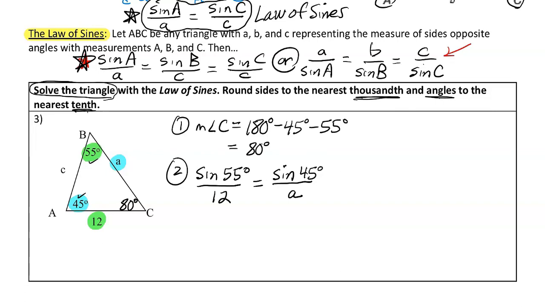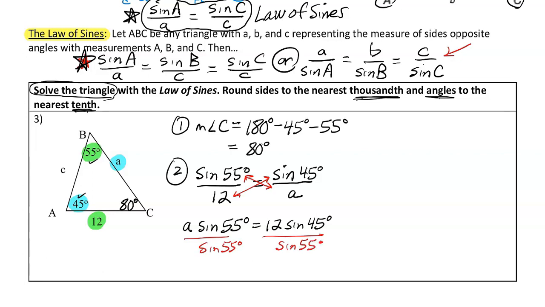In order to solve this, we're going to multiply A times this sine 55, and we're going to multiply 12 times that sine of 45. We can do that because it's a proportion, one fraction equaling another fraction. So it would look like this. Multiply both sides by A, we get A times sine 55. Multiply both sides by 12, we get 12 sine 45. And then finally, for A, we would divide both sides by sine 55. So now A is going to be all by itself. So we have A equals 12 sine 45 degrees over sine 55 degrees.